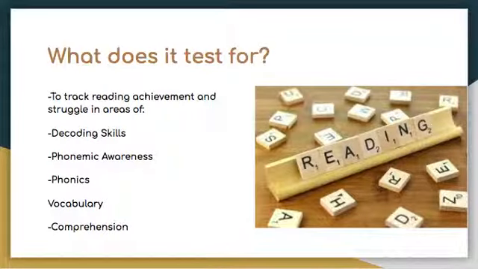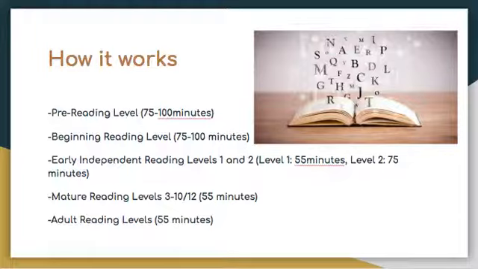So this test not only tracks reading achievement of a student, but it also tracks where they are struggling. Through this test, you can see the progress of decoding skills, phonemic awareness, phonics, vocabulary, and comprehension. How this test works is it's broken down into multiple different levels. It's broken down into the pre-reading level, beginning reading level, early independent reading levels 1 and 2, mature reading levels, and adult reading levels. And based on where the student is in their academic level, it could take from 55 minutes all the way up to 100 minutes long.